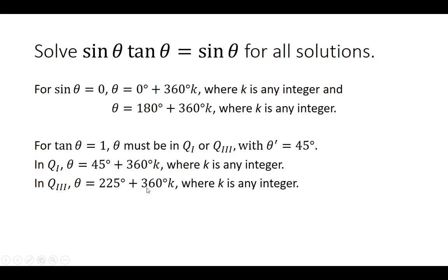So we have four sets of solutions, 4 different directions. 0 degrees plus its coterminals, 180 degrees plus its coterminals, 45 degrees plus its coterminals, 225 degrees plus its coterminals, and yes, you do need to have where K is any integer every single time.